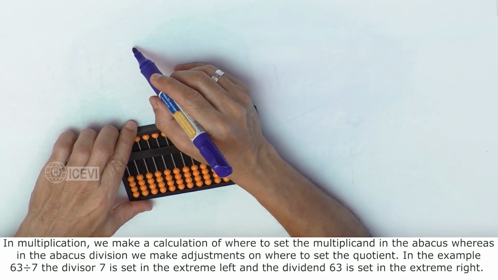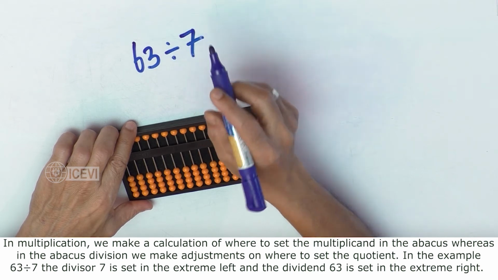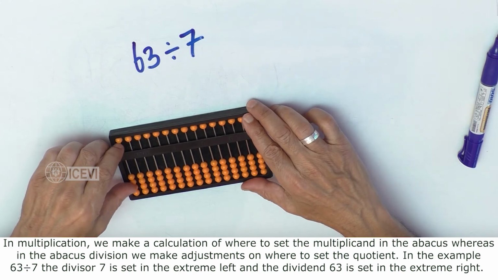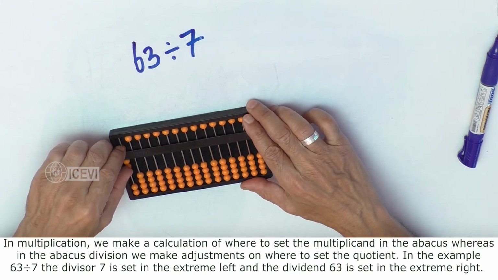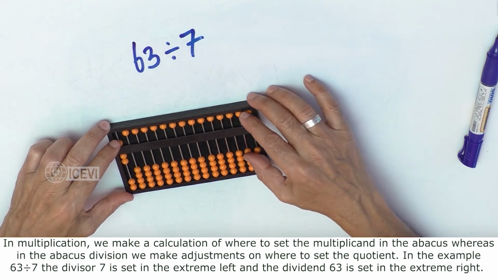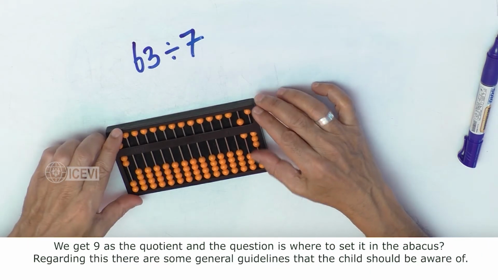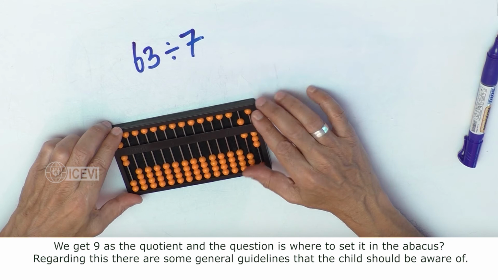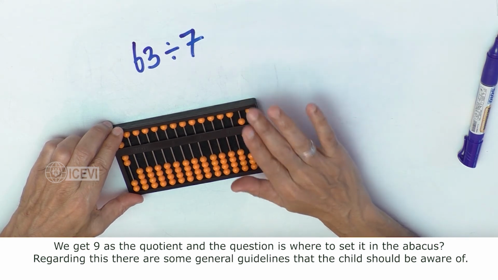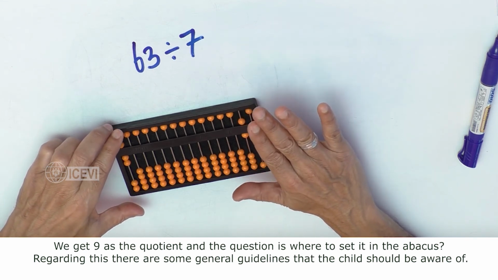In the example 63 divided by 7, the divisor is set in the extreme left of the abacus and the dividend 63 is set in the extreme right of the abacus. We get 9 as the quotient, and the question is where to set it in the abacus. Regarding this, there are some general guidelines that the child should be aware of.